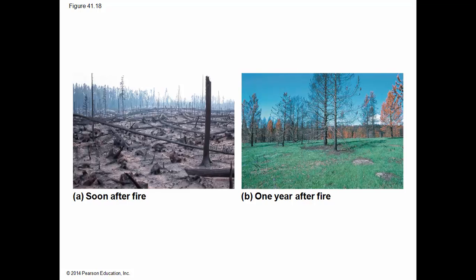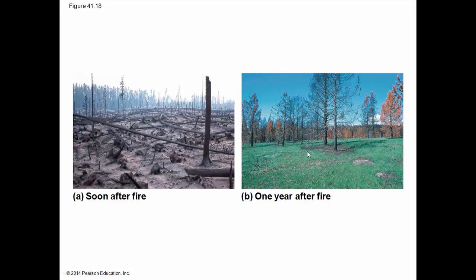Here's the environment in Yellowstone National Park right after the fire. It was just absolutely decimated. There's nothing growing, but you can see in the background here there are living trees. So a lot of times these disturbances occur in patchy frameworks. So you have living trees over here, and they may influence this patchy area in here.